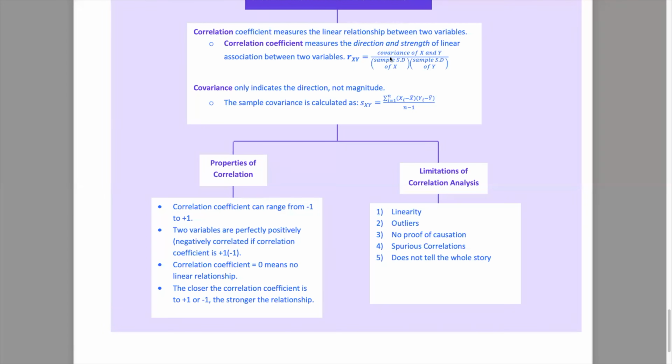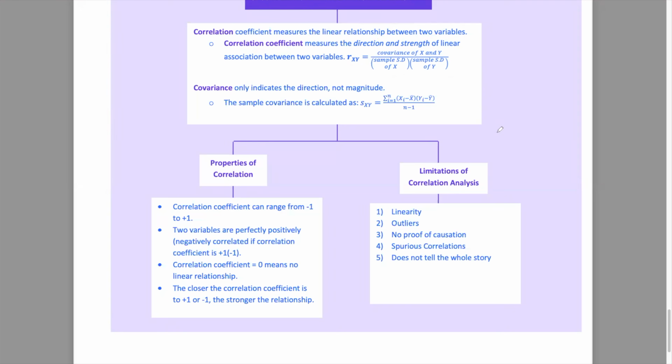Here is the formula for correlation. It is the covariance of x and y divided by the product of their standard deviations. This standardization makes correlation a dimensionless measure, allowing us to compare relationships between different pairs of variables. Understanding correlation is key because it helps you figure out the strength and direction of relationships between variables.